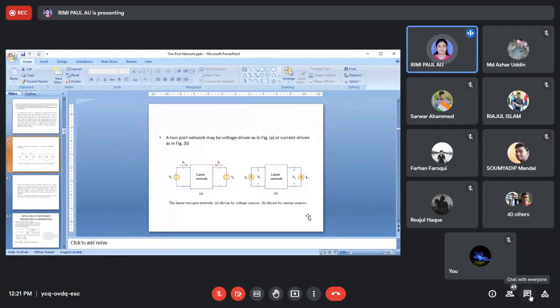So a two-port network may be voltage driven or current driven. If I connect a voltage here, you will get a current here, or you can give a current source and obtain a voltage. So we need just four parameters.